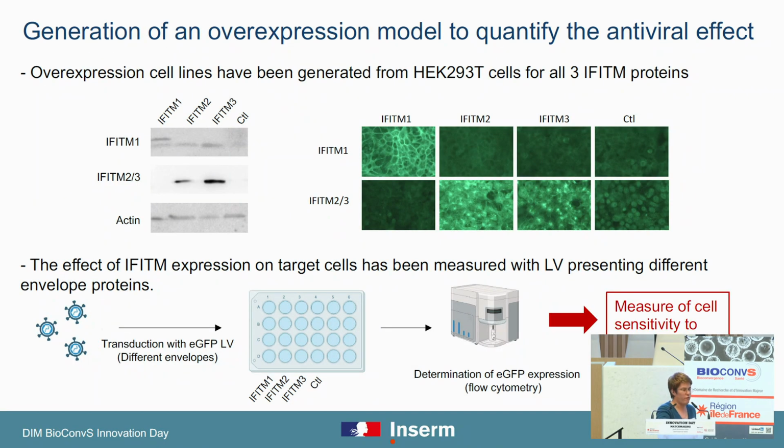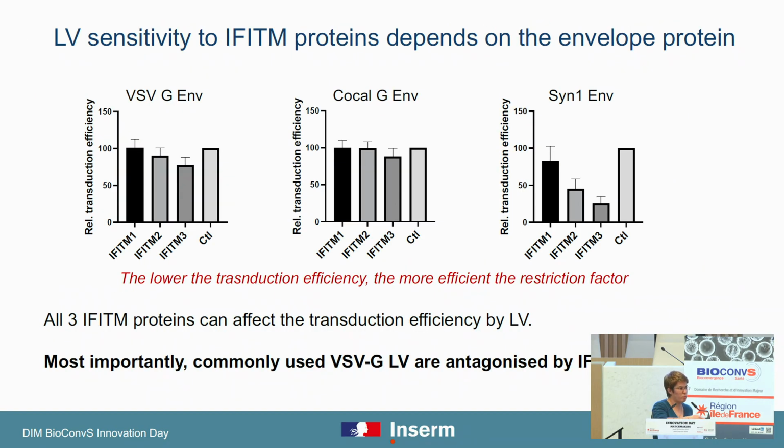To study the effect of IFITM proteins on lentiviral vectors, I generated a series of model cell lines that overexpress each one of the IFITM proteins. I'm not going to go into detail, but we checked that each cell line expressed the proteins it was supposed to, with the protein localized where we wanted it, at the cell membrane or endosomes. Then we devised assays to test the effect of each restriction factor. Simply, we have a GFP-marked lentiviral vector that we use to transduce each of the cell lines, and the more green cells we have, the more transduction there is, so the less efficient the restriction factor. We use this to test how it affects lentiviral vectors pseudotyped by different envelopes.